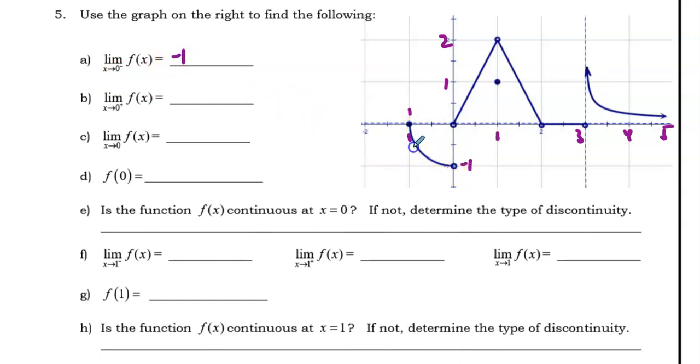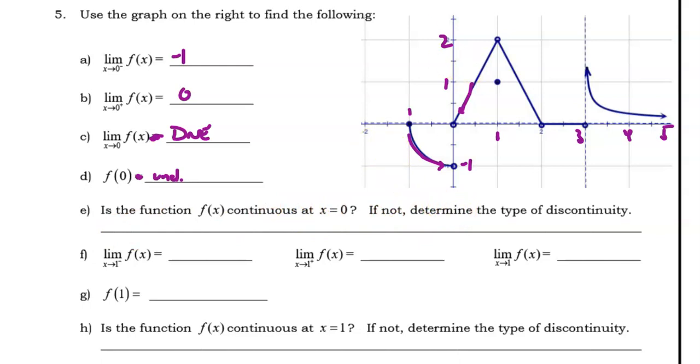So we're approaching 0 on this graph from the left. If I'm approaching 0 from the right, then I'm hitting the graph here at 0. Since these two numbers are not equal to each other, I can say that this overall limit does not exist. I also can say that there are no closed circles here. There's no point that's defined here. So this is open, so f of 0 is also undefined. And we now ask: is this function continuous at x equals 0? And if not, tell the type of discontinuity.